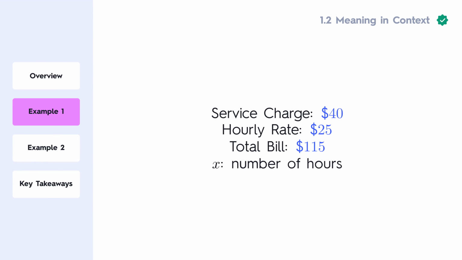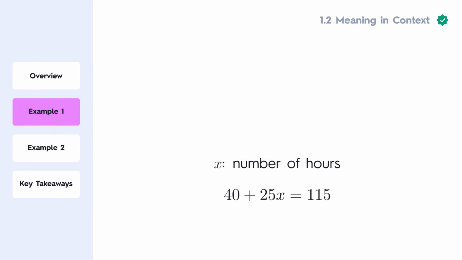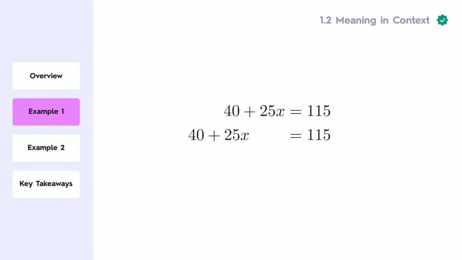Now, we can set up the equation. The mechanic charges $40 just for the service call. An additional $25 is added for each hour worked. All this totals to $115. So, the total cost equation looks like this. Next, let's solve the equation to find x.